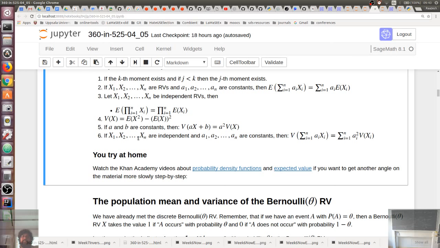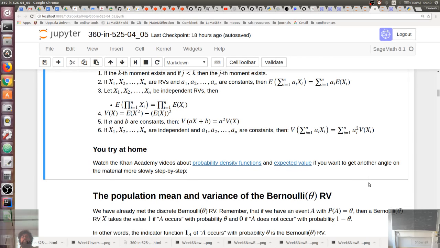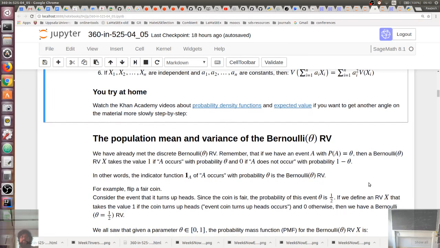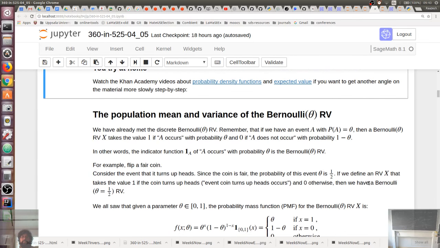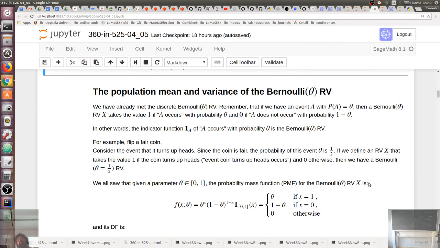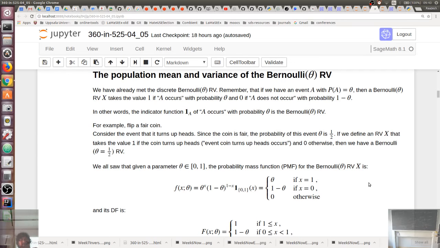Okay, and then this property basically says if x1 through xn are independent and a1 through an are constants, then the variance of the weighted sum is the sum of the ai squared times V of xi. It's just the finite version of that one. Okay, so these videos are good if you want a bit slower explanation. So let's look at the population mean and variance of the Bernoulli theta random variable, right?